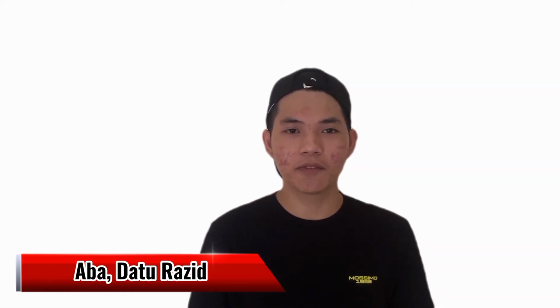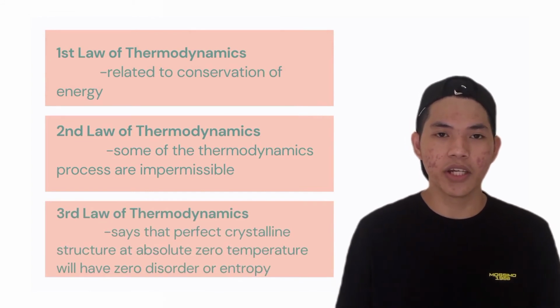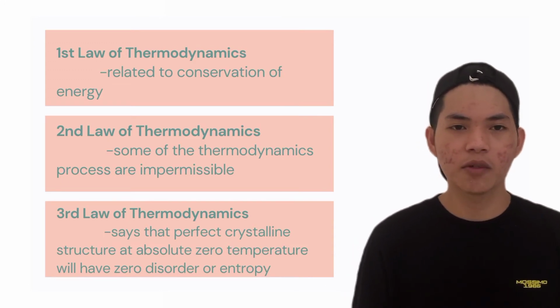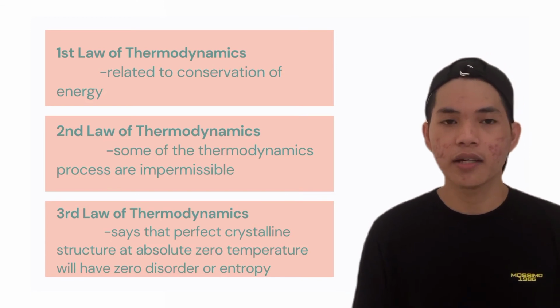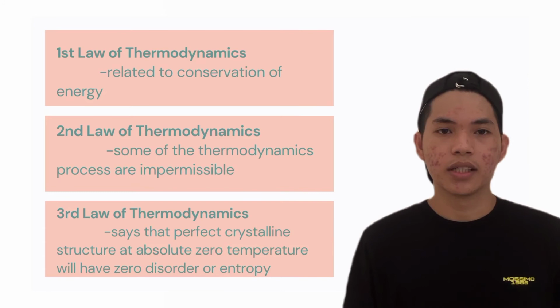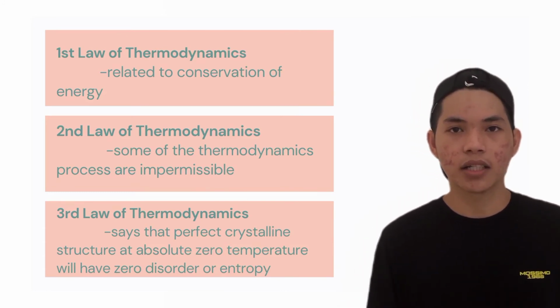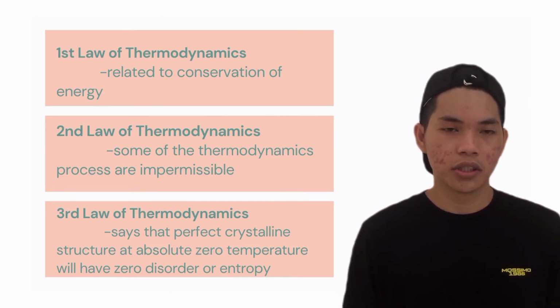Let's move on to the difference between the first, second, and third laws of thermodynamics. The first law of thermodynamics is related to conservation of energy, while the second law argues that some thermodynamic processes are impermissible and do not entirely follow the first law. The third law of thermodynamics says that a perfect crystalline structure at absolute zero temperature will have zero disorder or entropy.